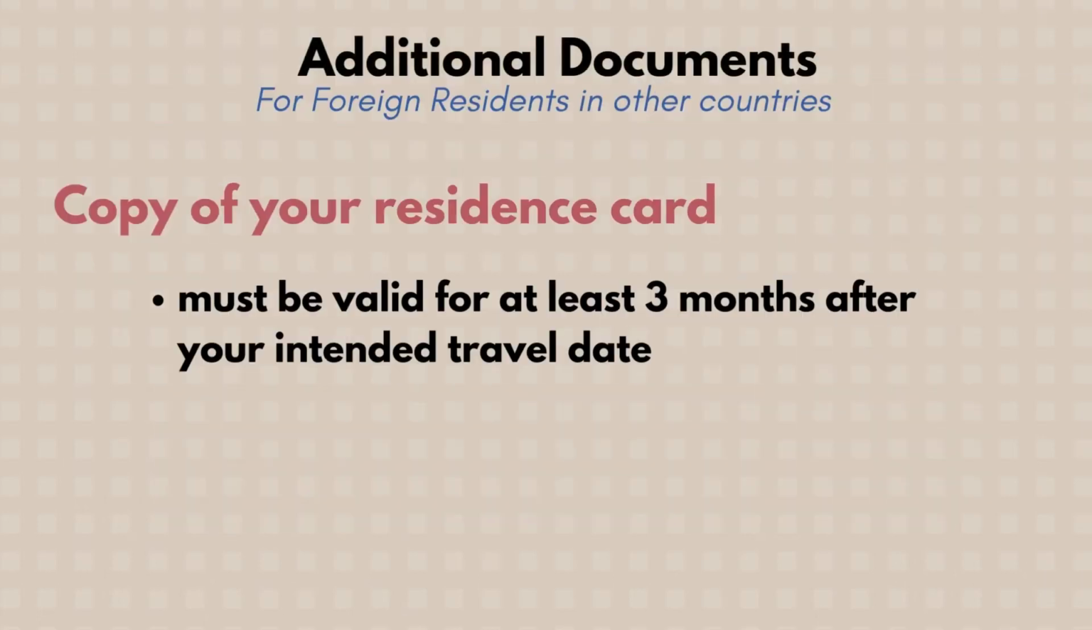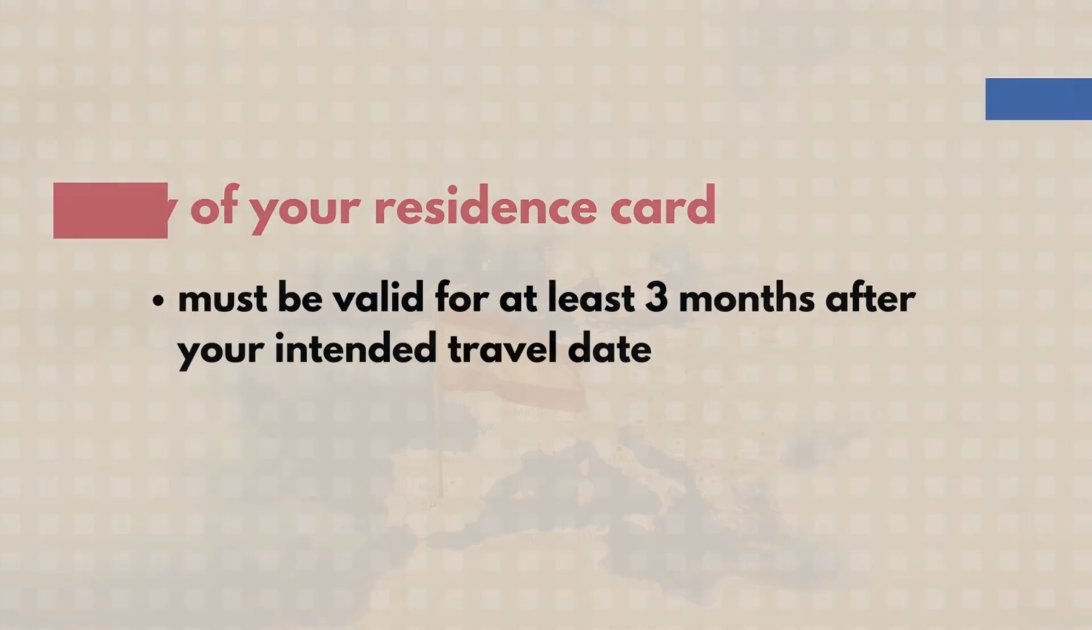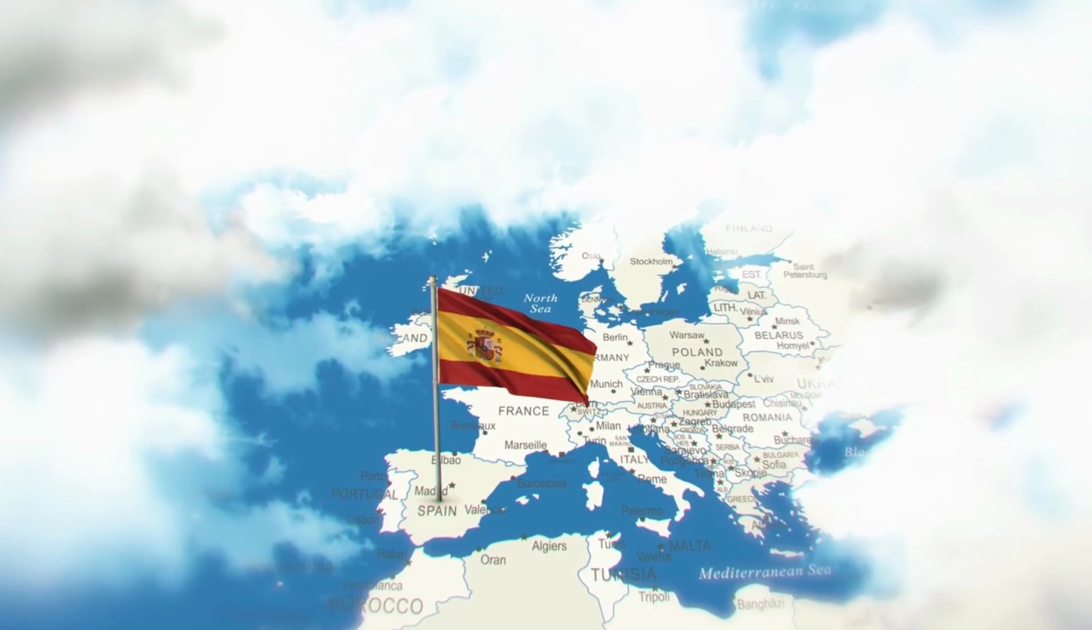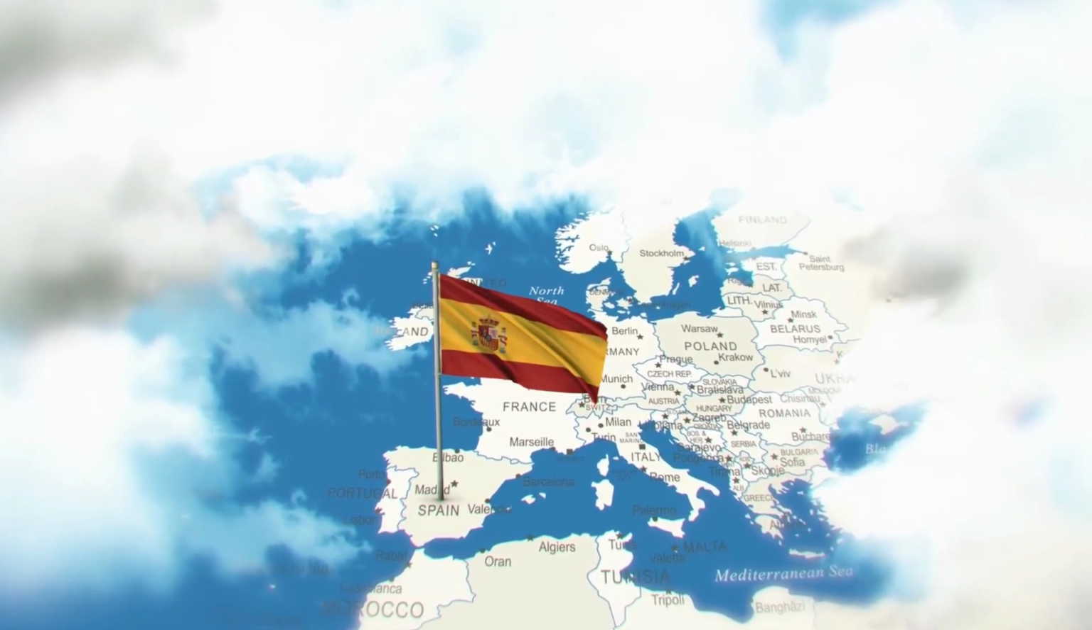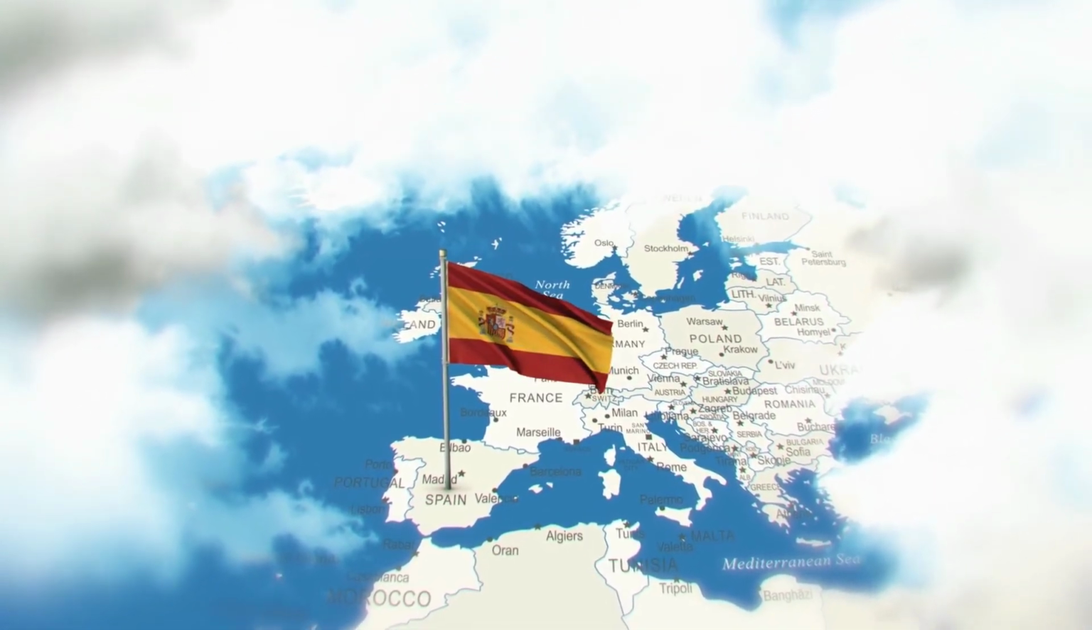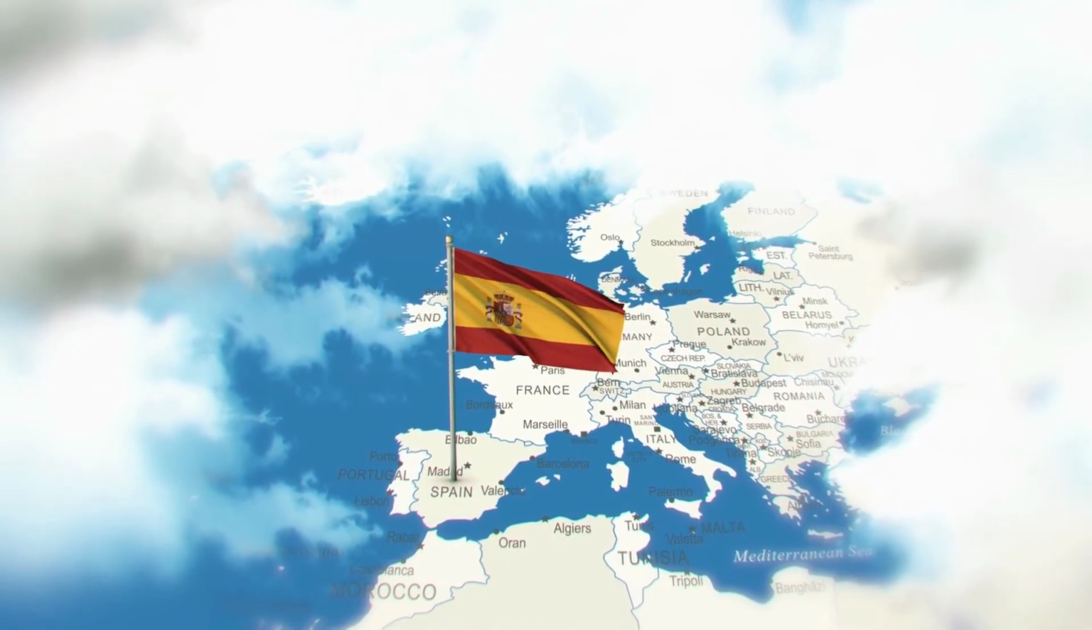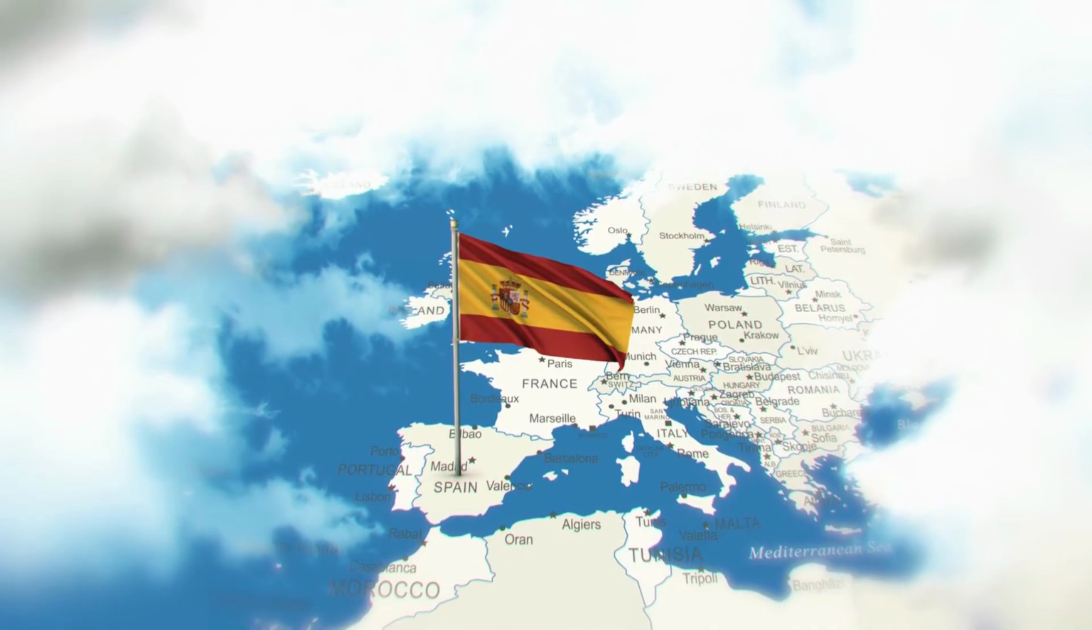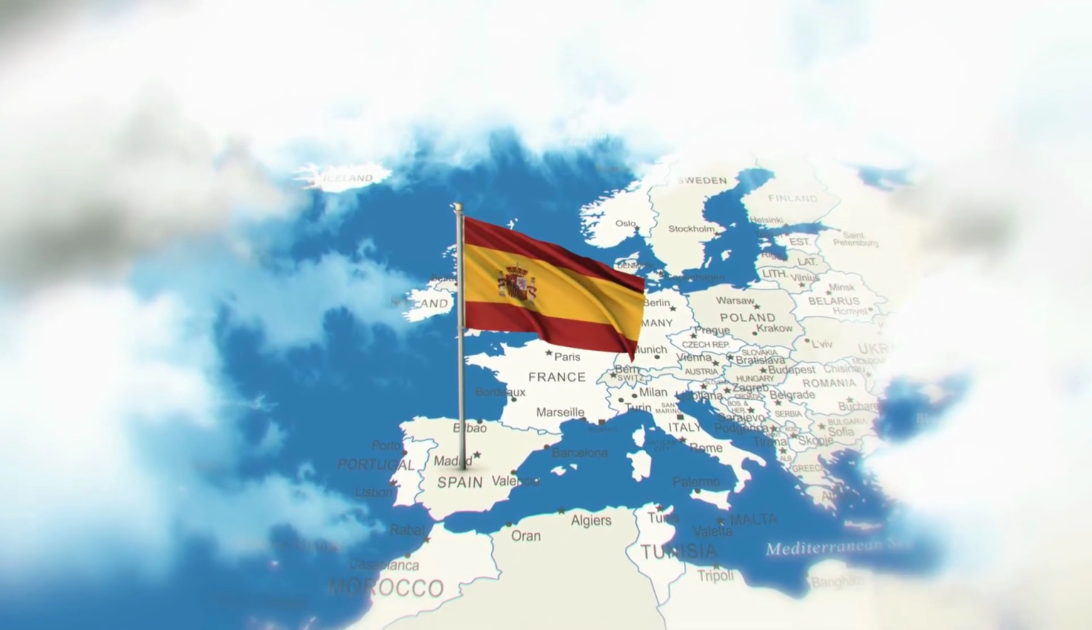For other foreign residents in other countries who need a visa, a copy of your residence card. This should be valid for at least 3 months after your intended travel date. So those are the different documents that you should be able to submit depending on the type of traveler you are. If you have any questions, just send a message or leave a comment in the comment section.